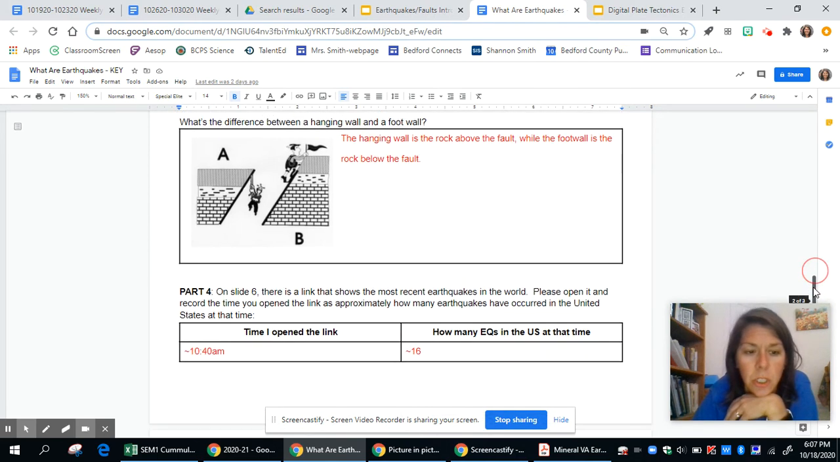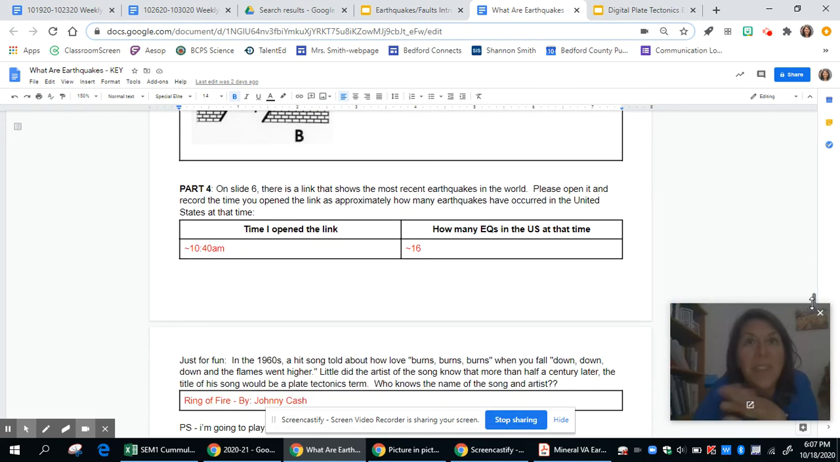Moving along to part 4, you've got to simply go to this link if you've not already, which you should have because it was an assignment. Go on the link to see what earthquakes have happened today already. They're happening all the time. This is nuts. Like all over the United States, the world, everywhere where there are plate boundaries, you could have earthquakes. Depending on when you checked it, I did it at like 10:40 in the morning, and already 16 earthquakes in just the United States had occurred. Pretty cool.